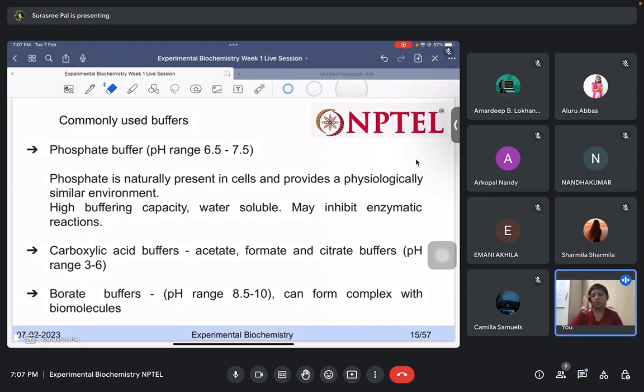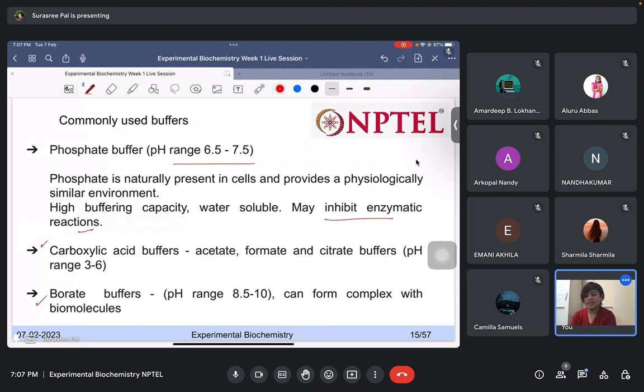Now coming to the commonly used buffers. One is phosphate buffer, a very commonly used buffer in biochemistry experiments, in the range of pH 6.5 to 7.5. Phosphate is usually present in cells, so it provides a very physiologically similar environment, but the problem is that it may inhibit some enzymatic reactions as well. However, it has a very high buffering capacity and it is water soluble also.